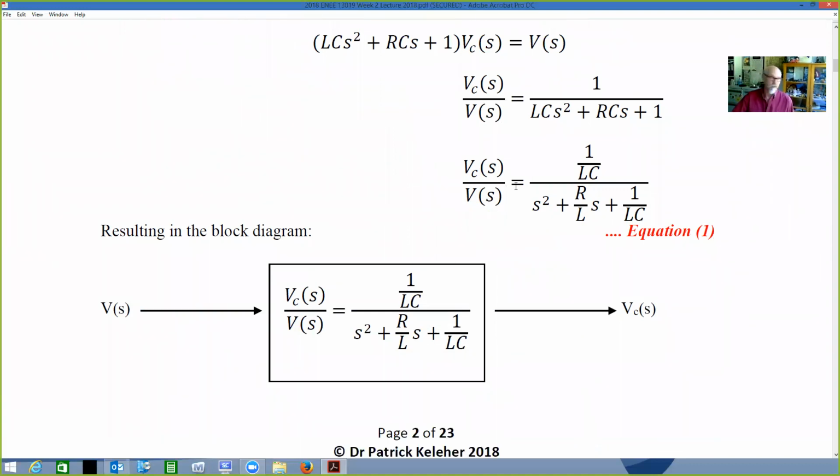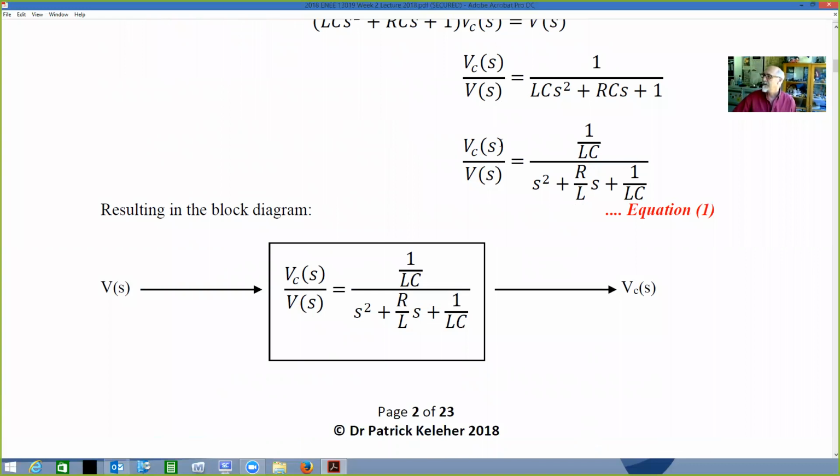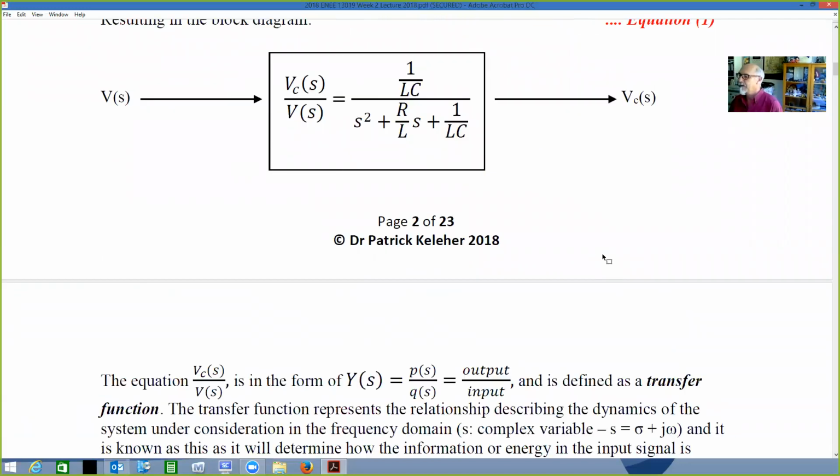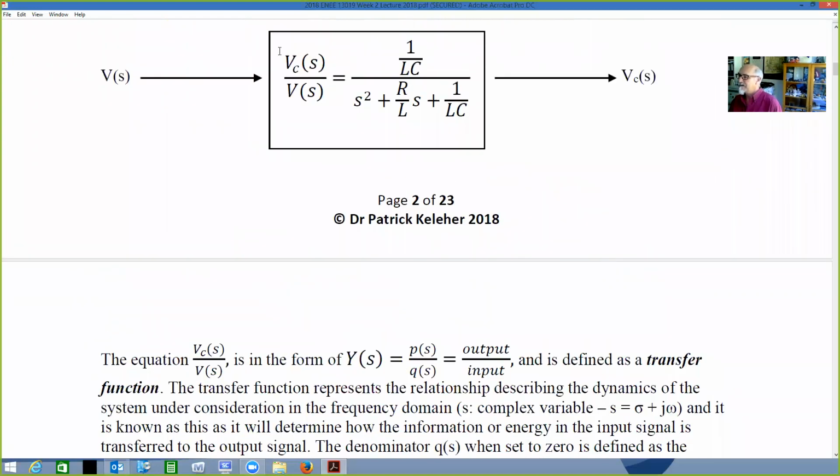So this is a transfer function. VC, the voltage across the capacitor, over the voltage supply equals this interesting relationship relating the inductance, the capacitance, and the resistance in particular. So that's our block diagram. Now, the equation, as we said, this part here is the output over the input. So that's called the transfer function.